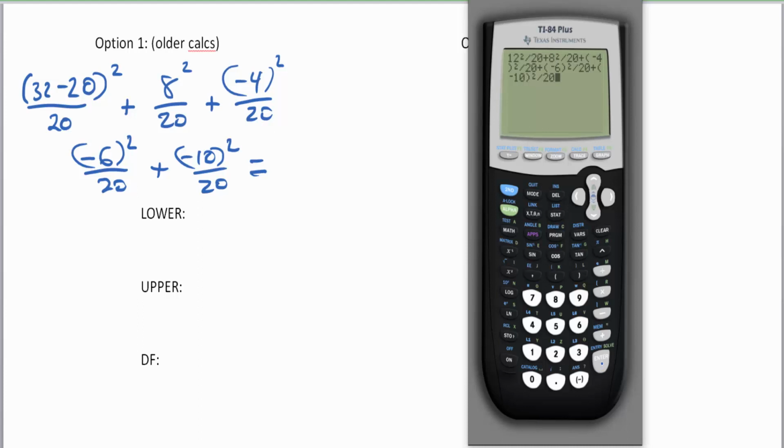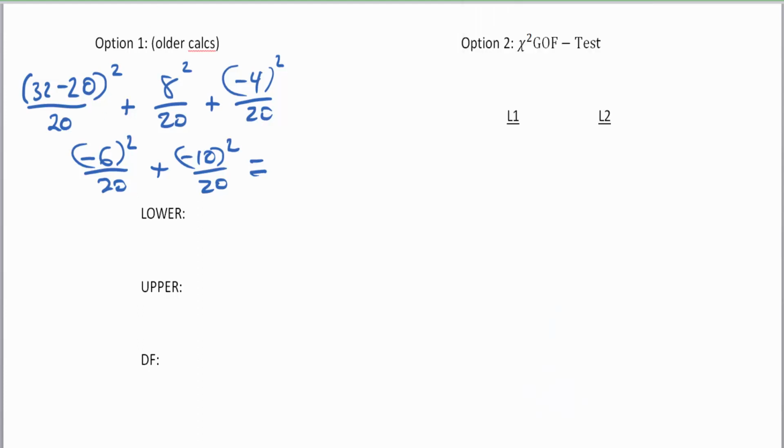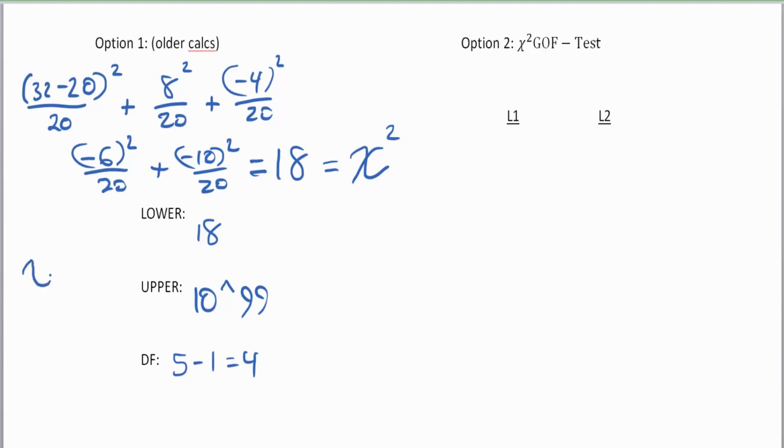But again, most students are going to lean on option 2, which is letting the calculator do the goodness of fit test. And ladies and gentlemen, I want to welcome you to another unicorn because this is exactly 18. And again, a lot of times this is a decimal, but looks like I picked some examples that have whole number test values. So this is my test value for chi-squared. So my lower value is 18, my upper value is 10 to the 99th power, and my degrees of freedom is, again, 5 minus 1, which is 4. And we're going to type this into the chi-squared cumulative distributive function formula.